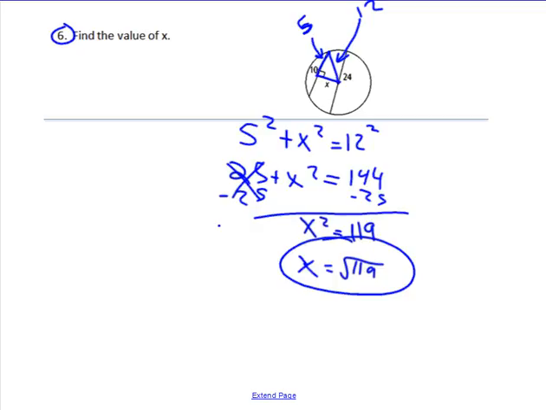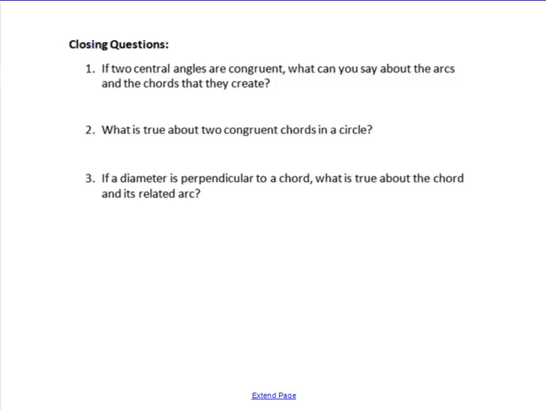If you have questions on that, please ask them next time. If you find a mistake on that, make sure you let me know. I'm not going to look back at my mistakes right now for the sake of time. But I would like you to go on and answer these 3 closing questions.